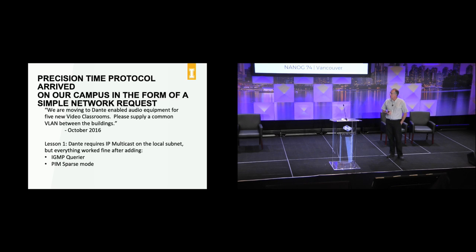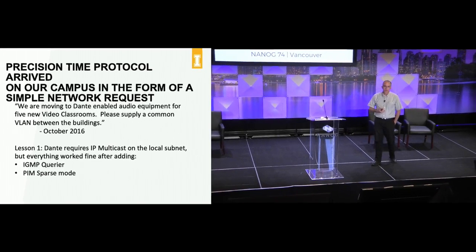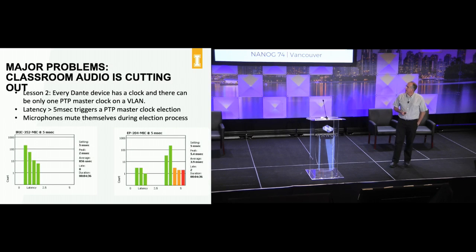So that's pretty easy. Lesson 1 that we found out right away: this doesn't work as expected if we don't have multicast. It needs IP multicast to work. We had solved that for some other AV solutions, so we added an IGMP querier and PIM sparse mode. Things seemed good for a few months. Then we got major problems.